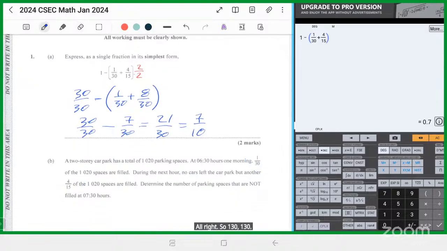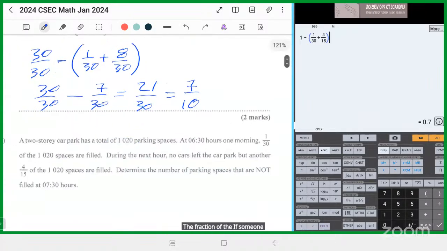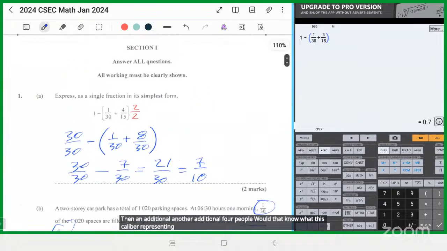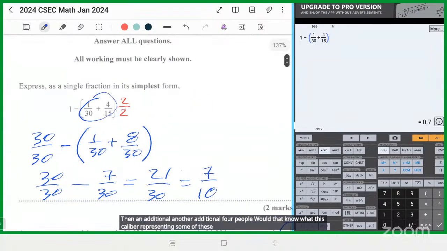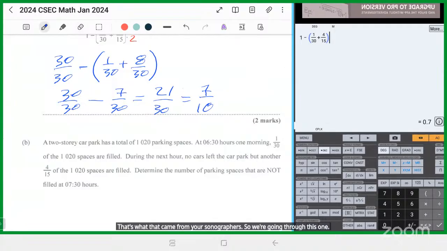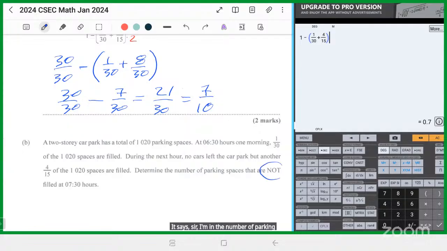So 1/30 is the fraction of this amount that was there first, then an additional 4/15. That basically represents the sum of these two fractions. That's what that information is representing. So we don't have to do this from scratch. Same numbers that we have. It says, determine the number of parking spaces that is not filled.